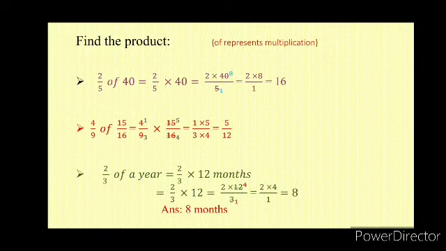Now 2 by 5 into 40. So as usual you have to do the multiplication. 2 into 40 divided by 5. In 5 table 40 is 8 times. So 2 8s are 16.